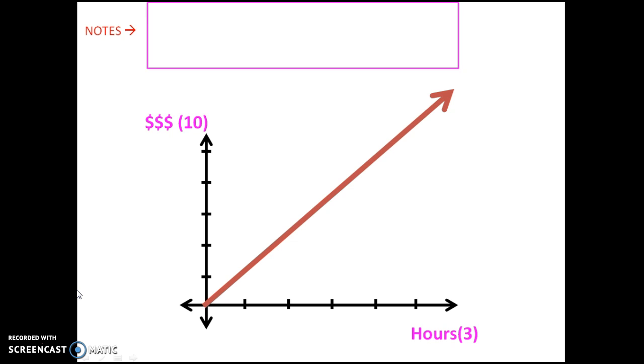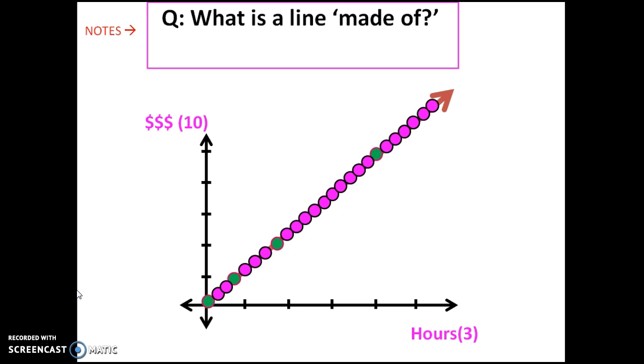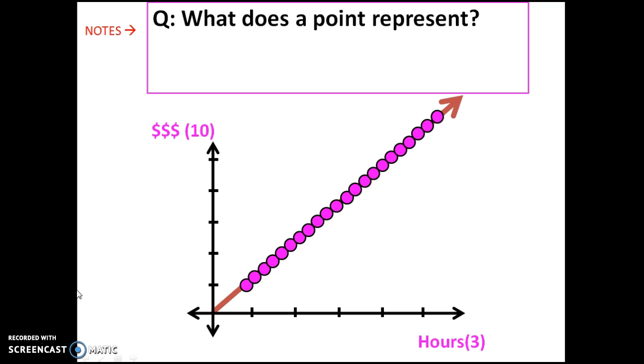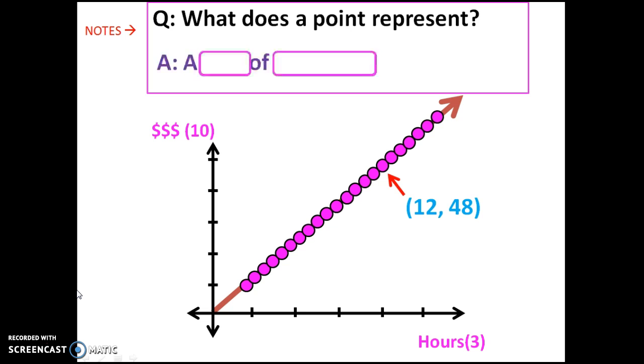So here we have some notes. So we have a question, what is a line made of? We graphed the line and it had points. So a line is made of points. What does a point represent? Well, remember we had points that were 0, 0, and 2, 8, 5, 20, and 12, 48. So a point represents a pair of numbers.